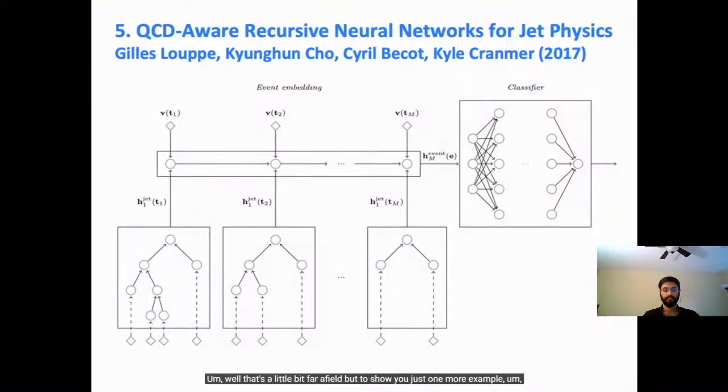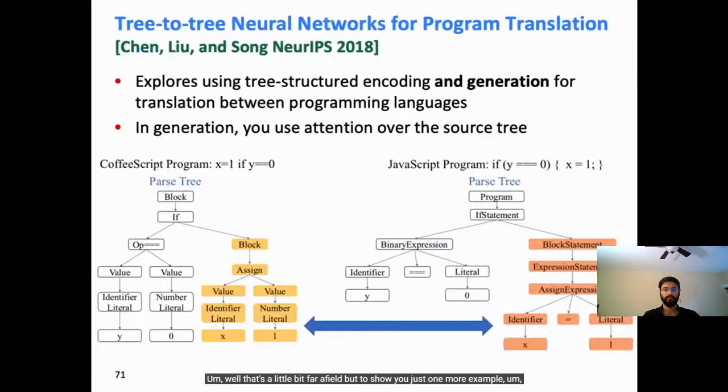Well, that's a little bit far afield, but to show you just one more example, another place where these models have actually been quite useful is for doing things in programming languages. And I think in part this is because the application is easier in programming languages. So unlike in natural language, where we have this uncertainty as to what is the correct parse tree because there's a lot of ambiguity in natural language, in programming languages, the parse trees are actually pretty determinate.